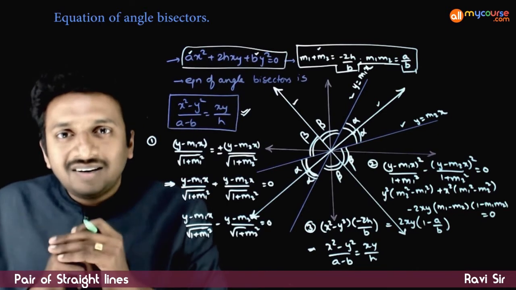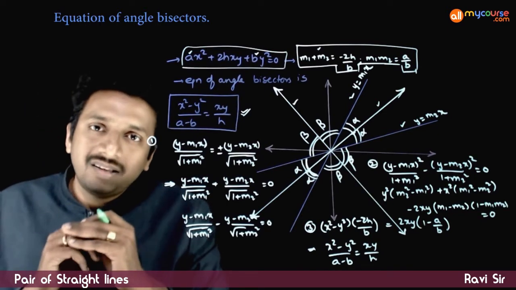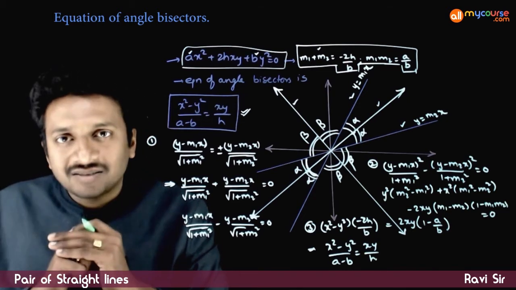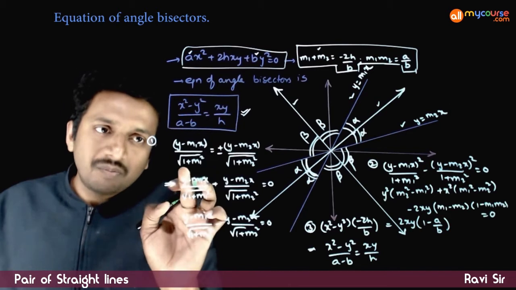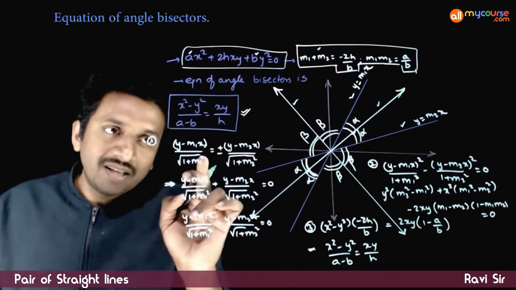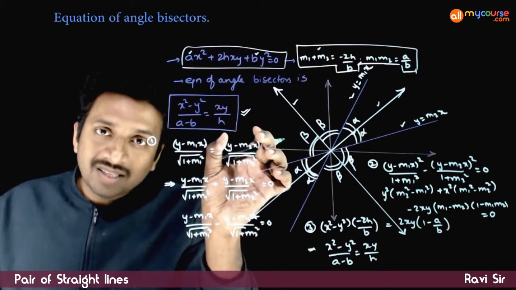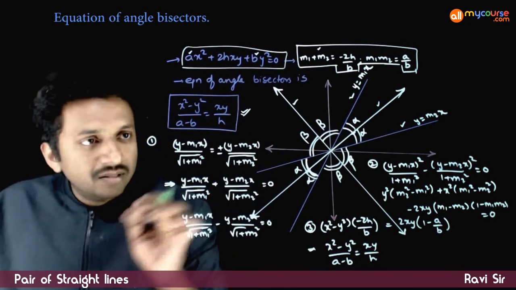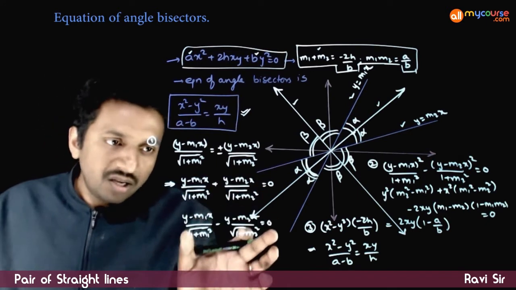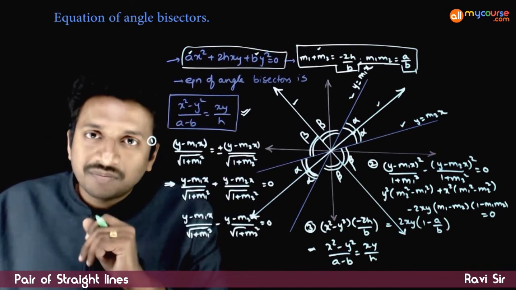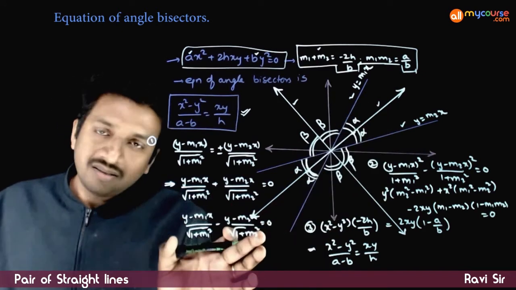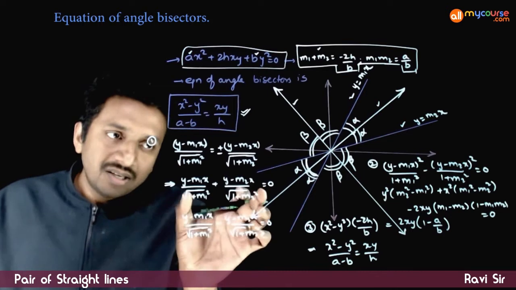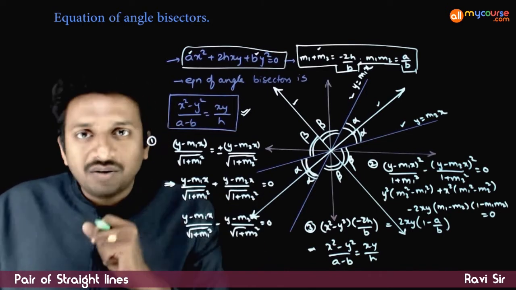We have already discussed how to find the angle bisectors in the topic of straight lines. So (y − m1x)/√(1 + m1²) = ± (the second line)/√(x coefficient square plus y coefficient square). If you take plus, you get one equation. If you take minus, you get the other equation. So this is one angle bisector, this is the other angle bisector. Now what is the combined equation? The product of these two is equal to 0.